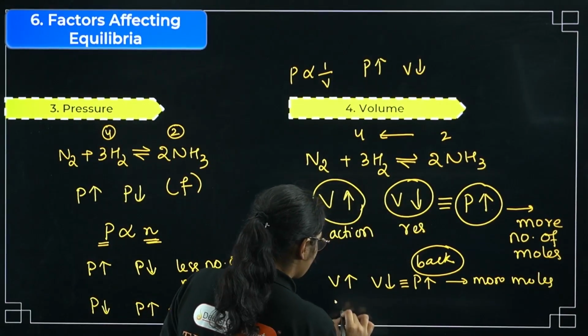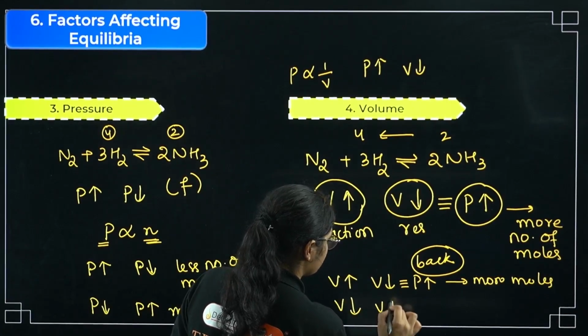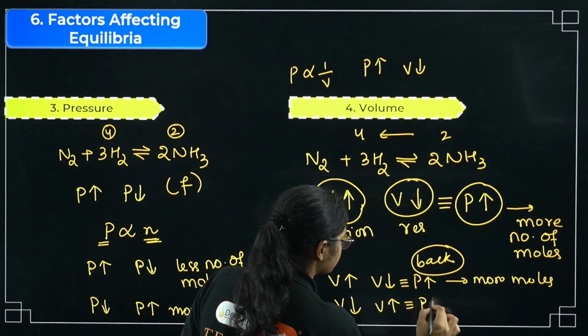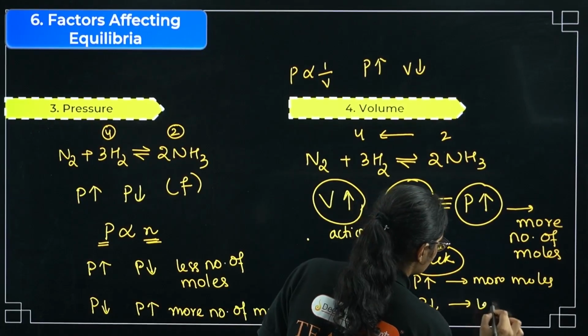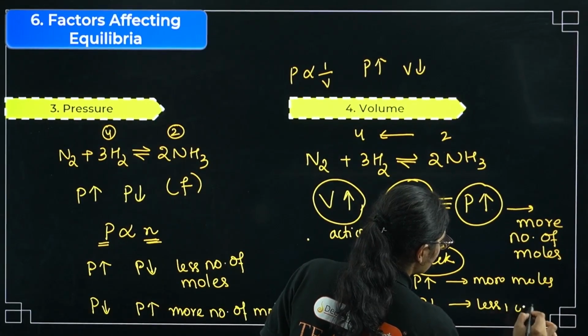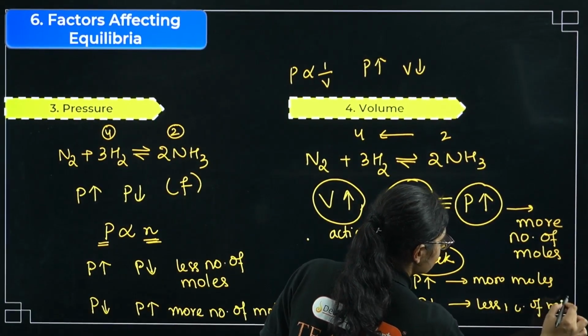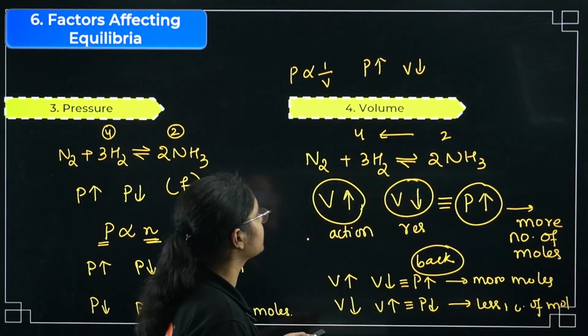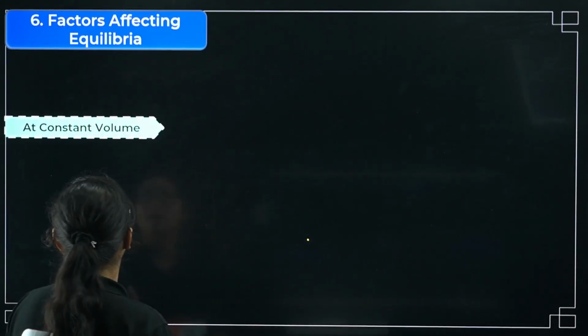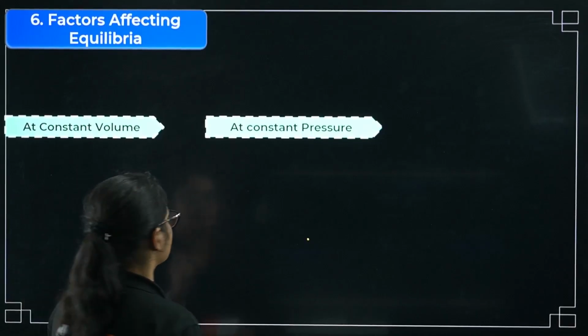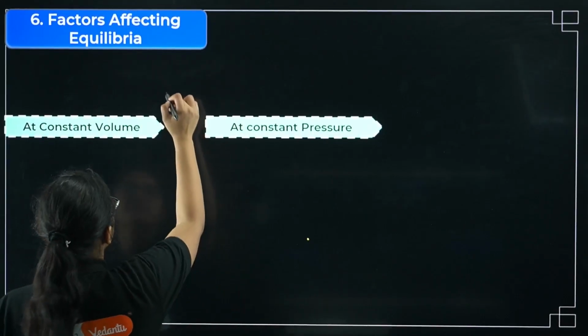Similarly, if you have decreased the volume, the reaction will try to increase the volume, that is equal to decreasing the pressure, and that means it will go towards less number of moles. Okay, clear? Next, there is something that is addition of inert gas.